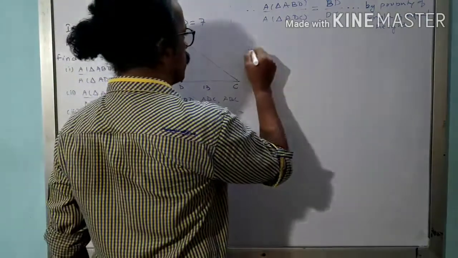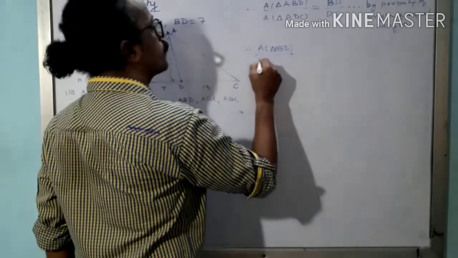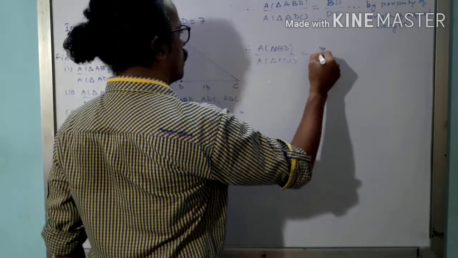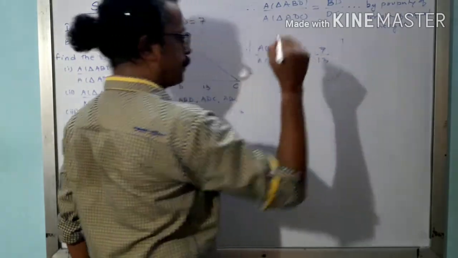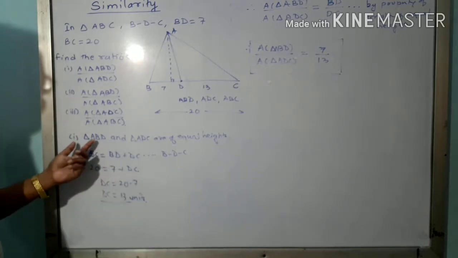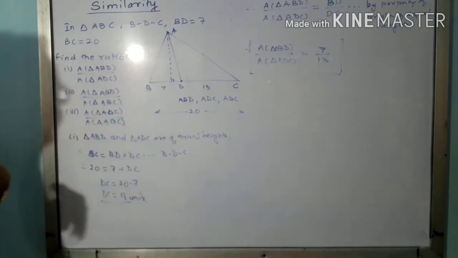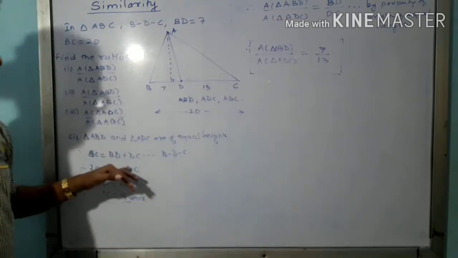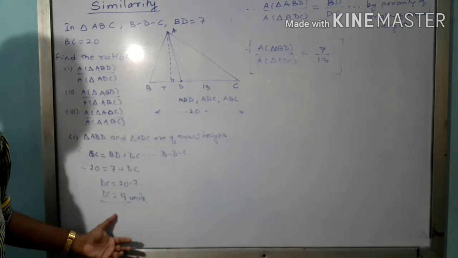Okay, so therefore area of triangle ABD upon area of triangle ADC is equal to 7 upon 13. This is your first answer. You understood how we are going to write it. We started with ABD and ADC being of equal height, as we have seen in the figure, but BD was given, BC was given, and DC was not given. So we used the betweenness condition for the segments, and we found the length of DC. It was found to be 13.